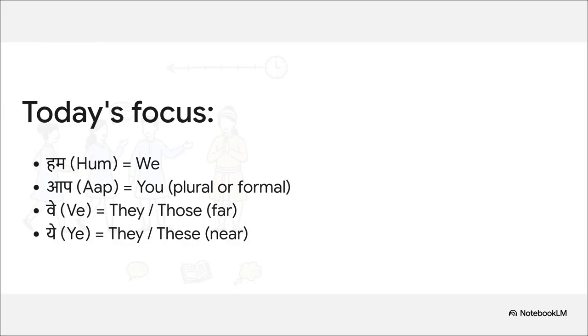These 4 right here are the stars of our show today. We've got hum, which means we. Then there's aap, which is super useful because it can mean you for a group or you when you're speaking respectfully to one person. And finally, we have woh and ye, which both mean they. The only difference is woh is for people far away and ye is for people who are closer by.